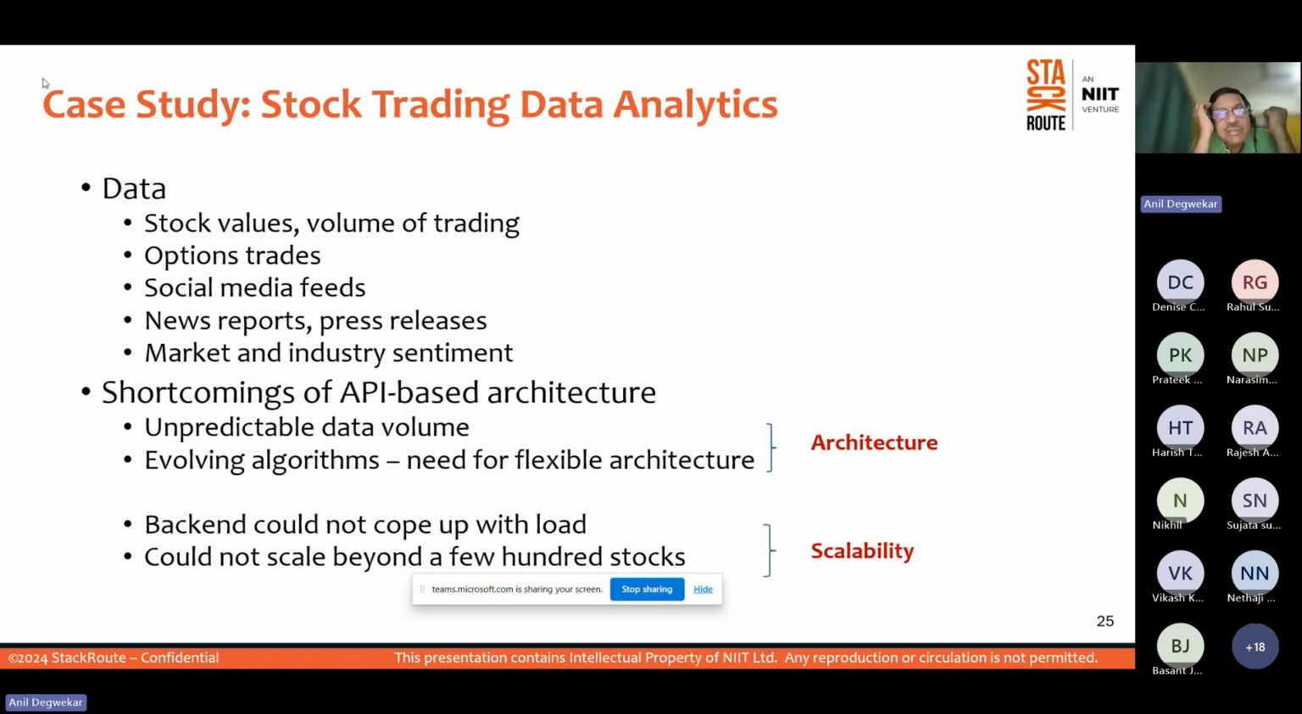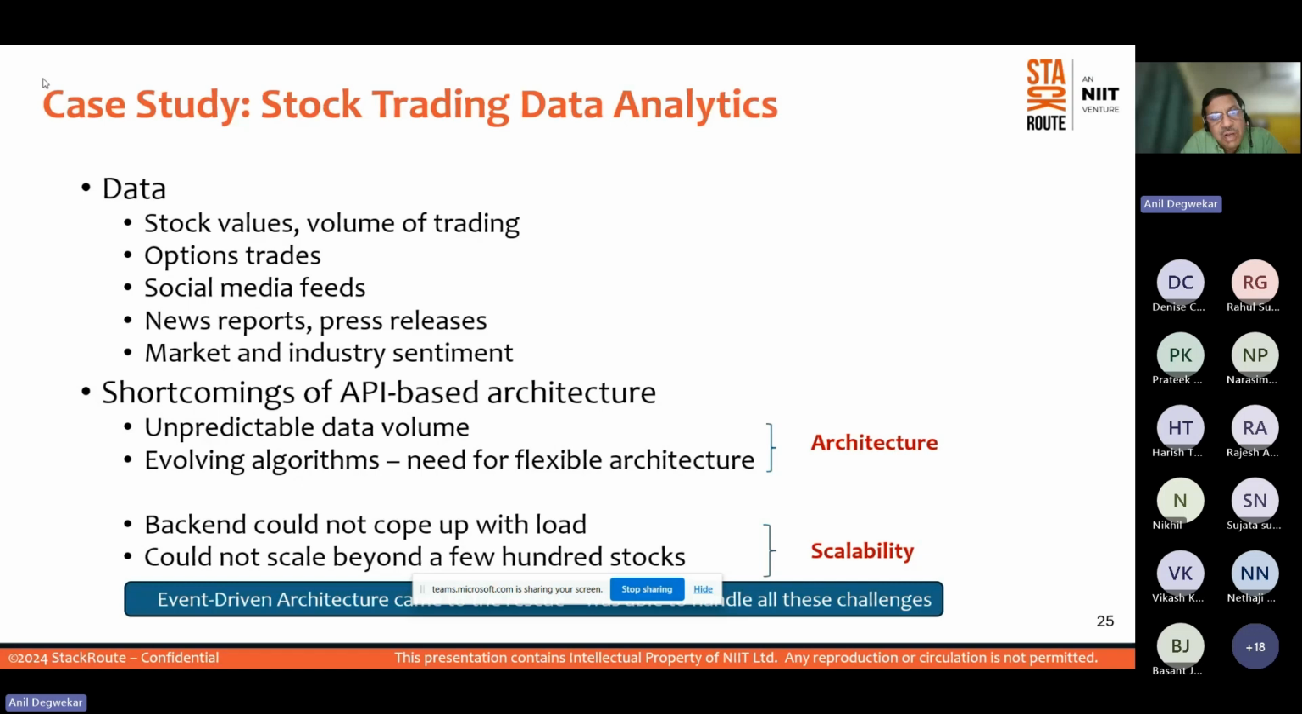So basically, this is where they found that, both from an architecture point of view and from a scalability point of view, they were not able to meet this requirement. Finally, they went for a complete re-architecture based on event-driven architecture, and that actually came to the rescue and it could handle all these challenges. So this is a real example of how a streaming and high-speed, near real-time kind of application benefited from using event-driven architecture.